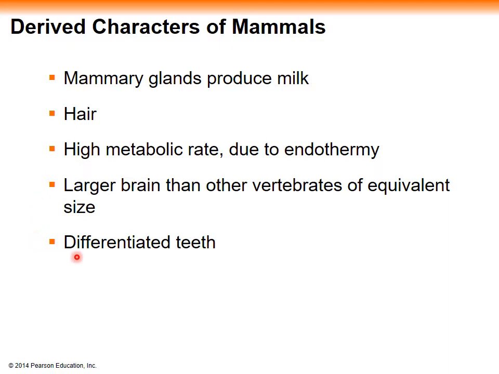And mammals are famous, for anybody going into dental school, for having differentiated teeth, right? So part of anatomy, you have to learn all the different types of teeth, the incisors and molars and so forth.